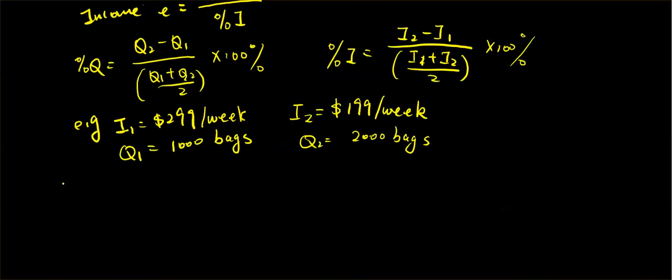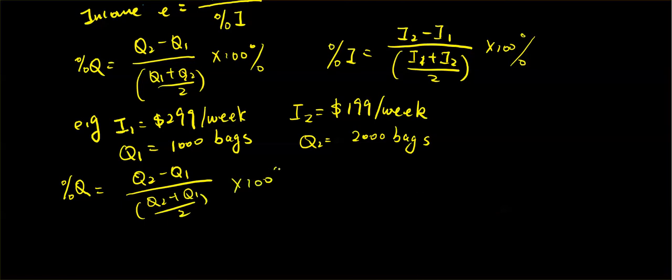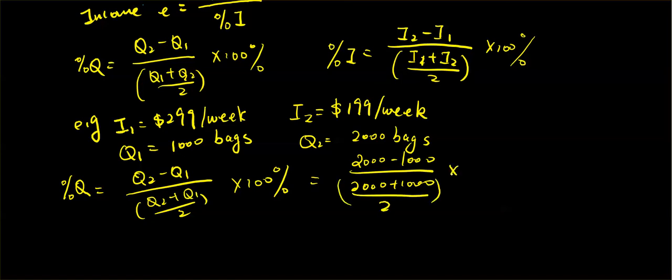First, let's look at the numerator for the income elasticity. It's the percentage change of the quantity. So it's equal to the final quantity minus the initial quantity divided by the average quantity times 100%. And you can plug in the data: 2,000 minus 1,000 divided by (2,000 plus 1,000) divided by 2. So this is the average, times 100%. And if you have a calculator, you will get 66.7%. So that is the demand change.